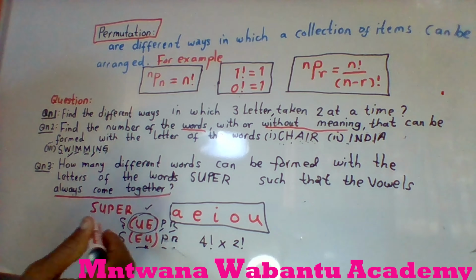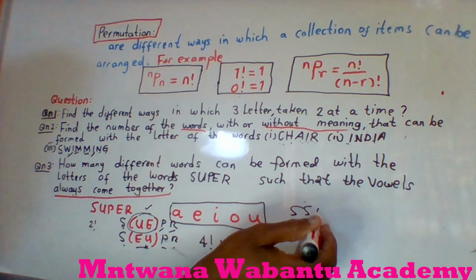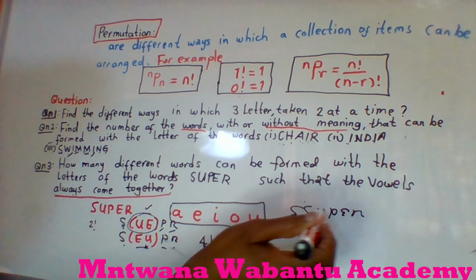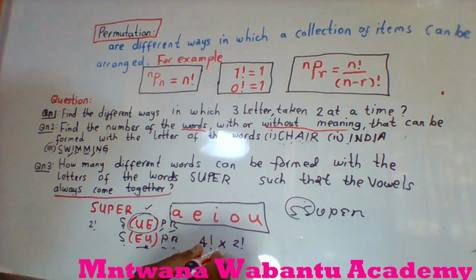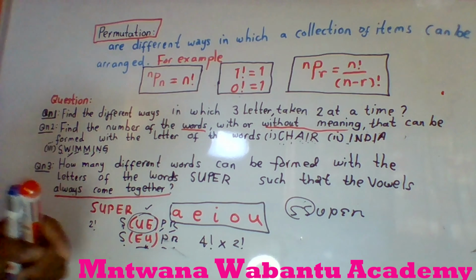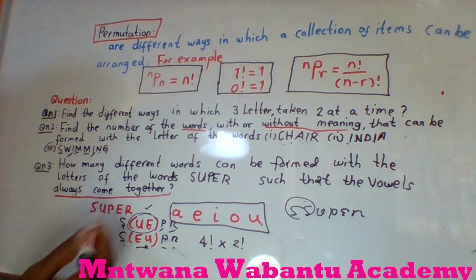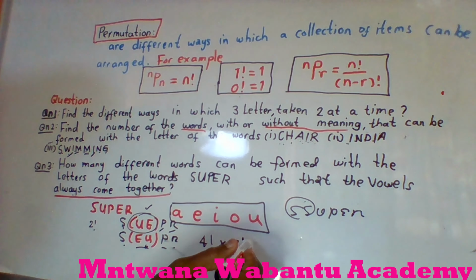But remember we don't have any letters which repeat, so we're not going to divide by anything. But if you had a word, let's say we had something like, let's say, supper, then we know we had two Ps which repeat, so we were going to divide by 2 factorial, because whenever you have items which repeat, you divide. But for the word super, we don't have any items which repeat. So if you don't have an item which repeats, what you do, you multiply.